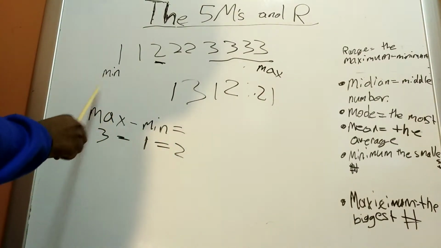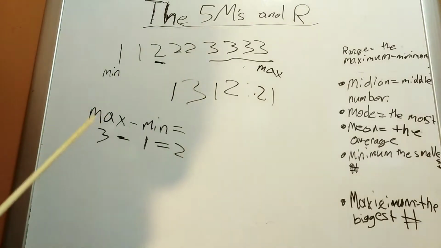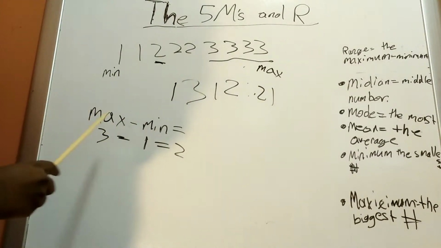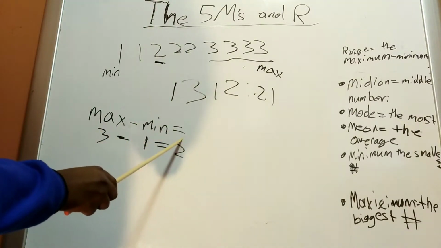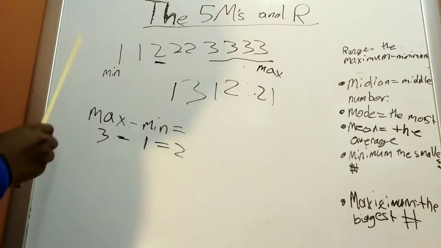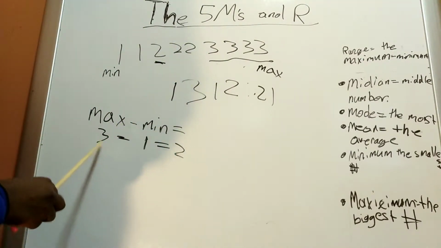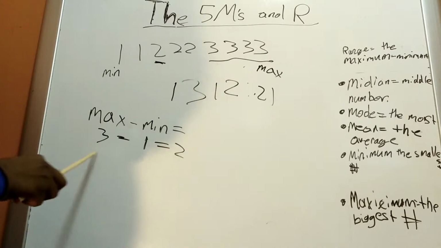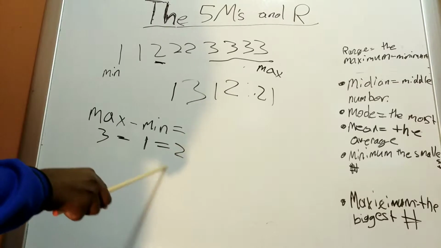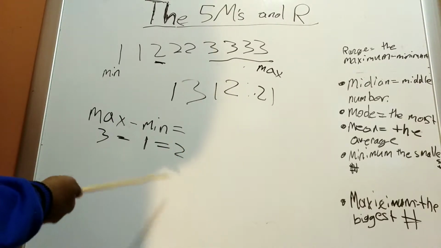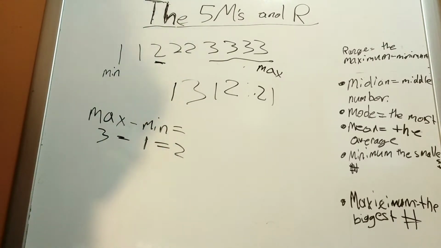We just talked about the minimum and maximum. Now we're going to be talking about the range. The range is just the maximum minus the minimum. So maximum minus minimum equals answer. With these numbers, you can do maximum, which is 3, minus minimum, which is 1, equals, in this case, 2. So now we have 2 as the answer.